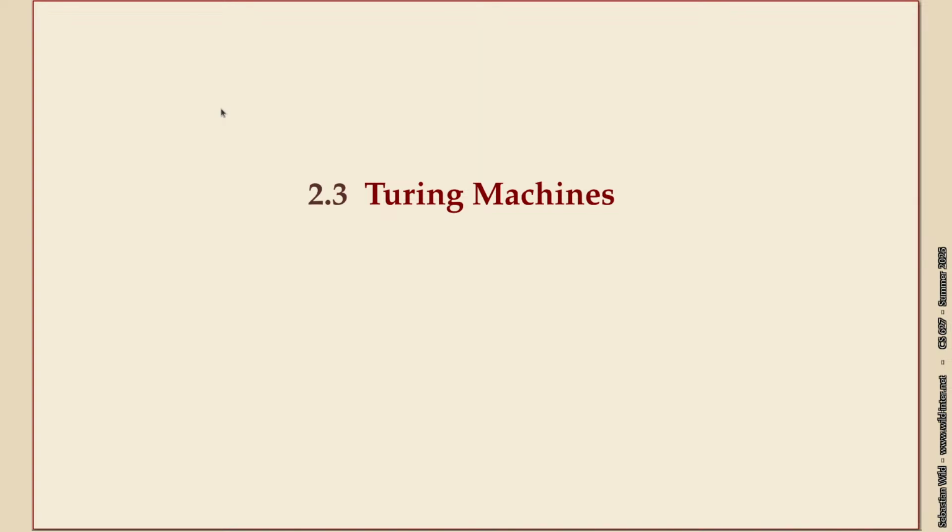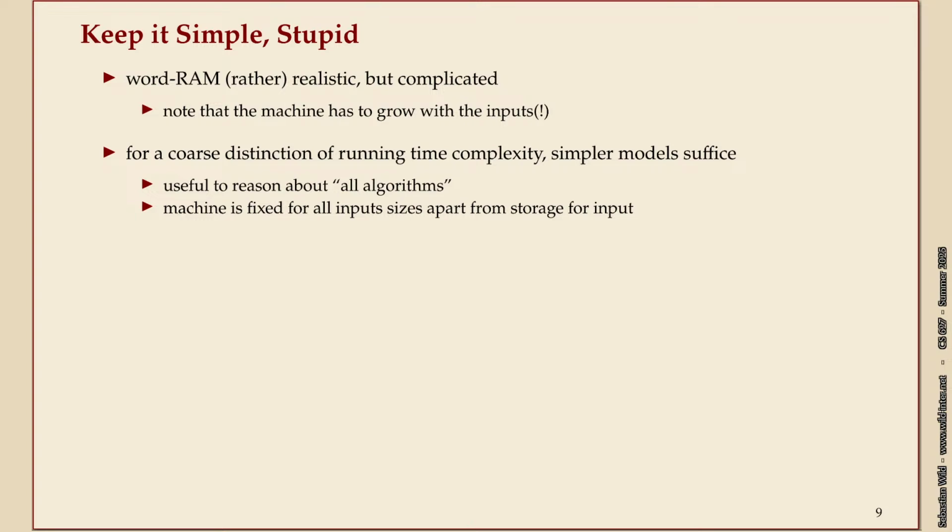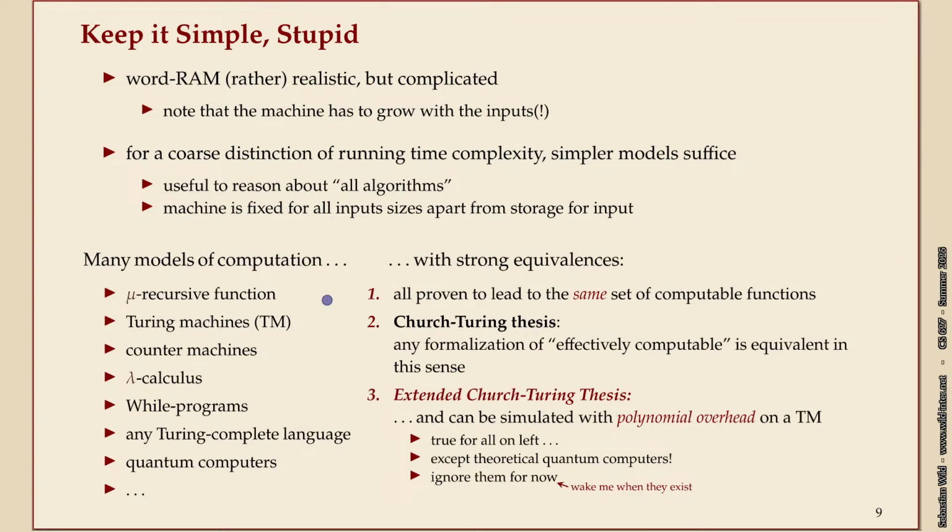In the next section, we'll look at Turing machines. After studying the word RAM model for a bit and finding that it is a little too detailed and complex, let's go back to a model that's really designed to be as simple as possible. We talked about this yesterday already a bit. There are many more models of computation that you could study. And indeed, a theoretical computer science course often spends a third or so on studying different formalisms of what computation can be, and then proving that they're all equivalent in the sense that they compute the same set of functions.